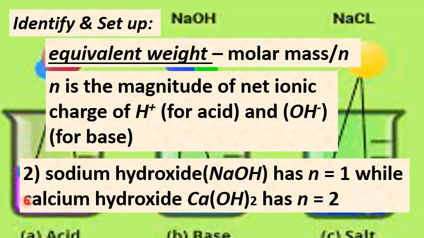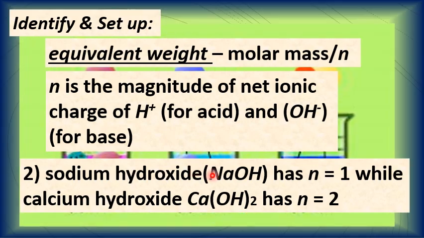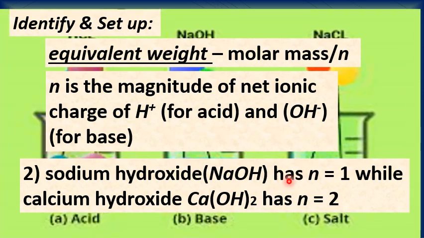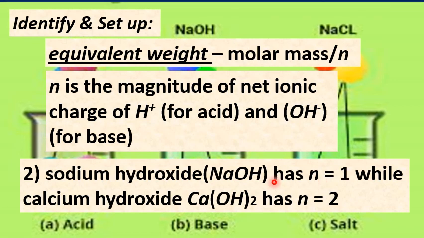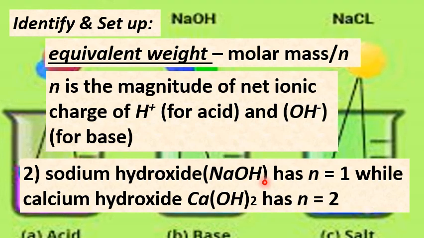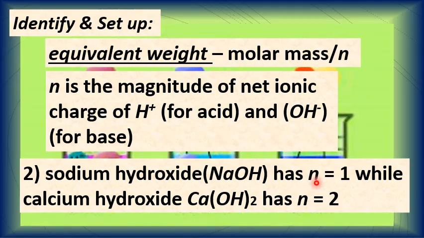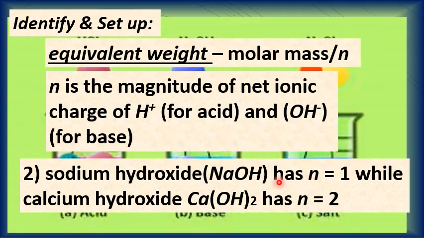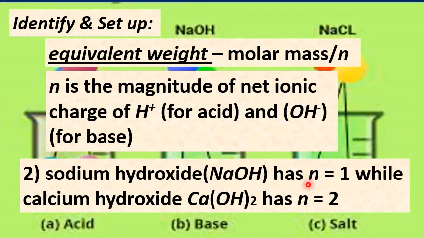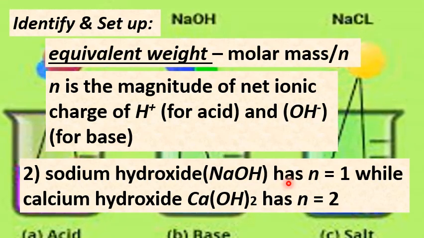And for our second example, supposing the solute is sodium hydroxide, NaOH. This solute has an n value equal to 1 because, as shown, there is only one hydroxide ion, which is negative 1. But n only refers to the magnitude of the net ionic charge, so we just disregard the negative sign of the charge of hydroxide.